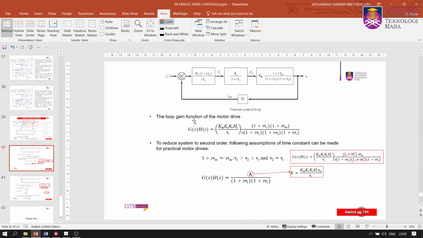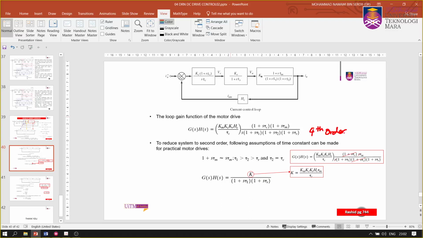So again, the loop gain function of the motor drive, just to repeat the same equation just now. So now we're going to look into how to reduce the system from fourth order. Fourth order, because we have 1, 2, 3, 4 poles, isn't it? So this is order of 4. To simplify the analysis and the design of the control, we're going to reduce that fourth order to second order only.